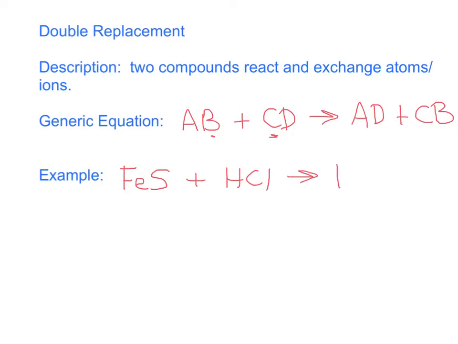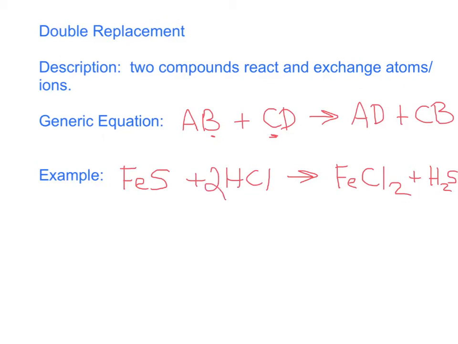Oh, that's different. It's FeCl2. There's a mistake on our example here. Sorry. FeCl2, so that's iron 2 chloride plus H2S, hydrogen sulfide. And we need a little balancing work here. I'm thinking we need to put a 2 on the HCl there, and I think we're good.